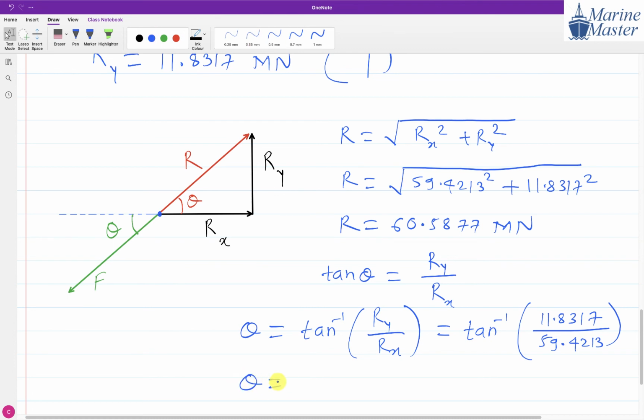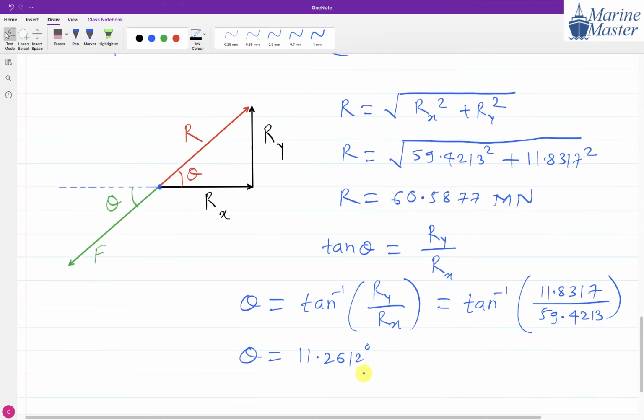So theta will be equal to tan inverse of 11.8317 by 59.4, which is 11.2612 degrees. So we got the value of theta.